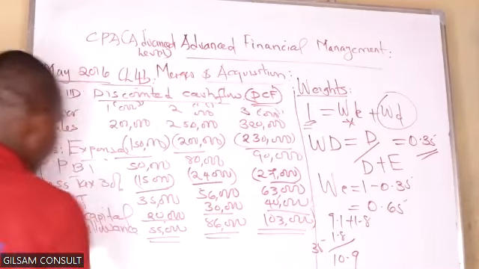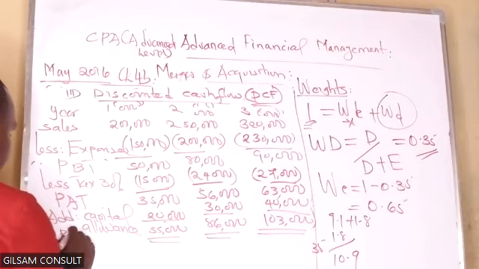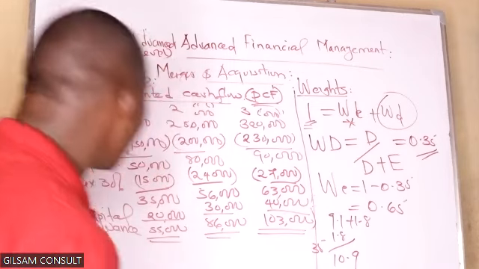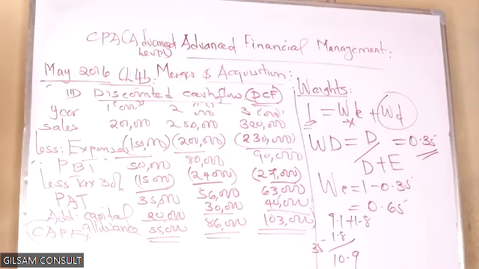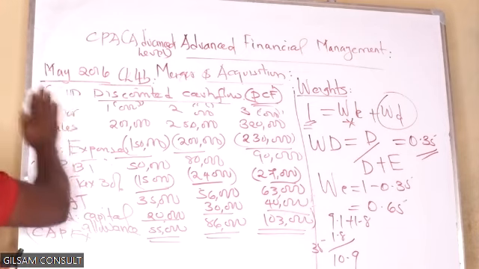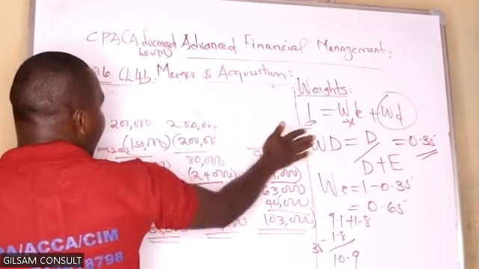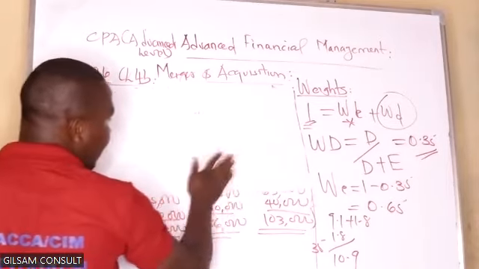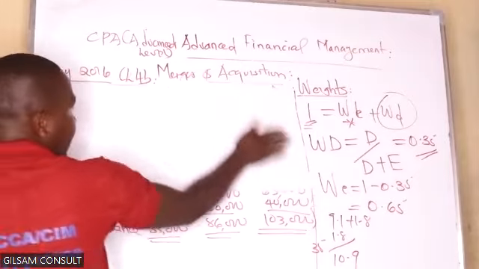This is the free cash flow. Now, our question is now easy. What we need to do is a discounting, because they have asked for the value of that target company using the discounted cash flow. We have gotten our free cash flow, so we can now discount it and get the value of this company.